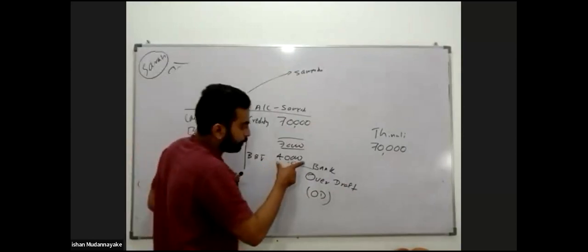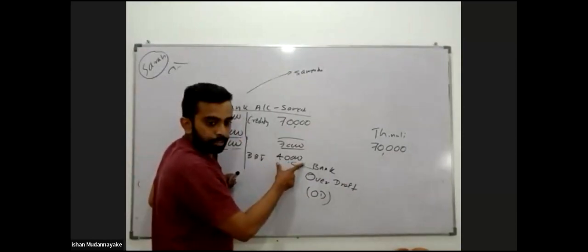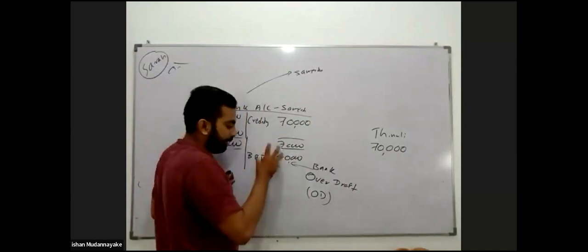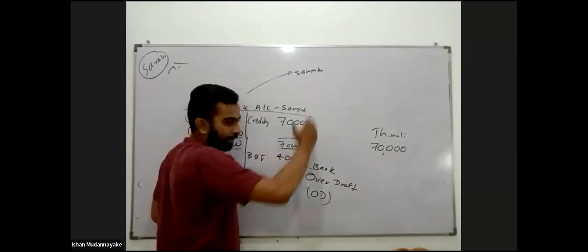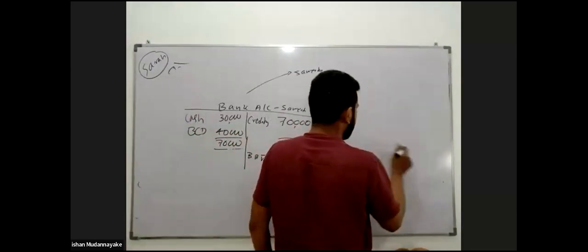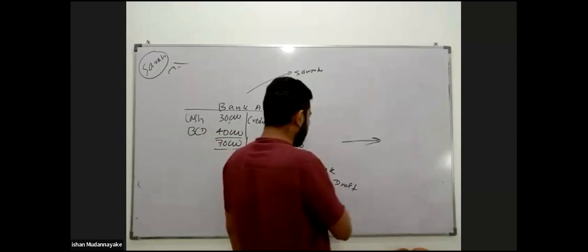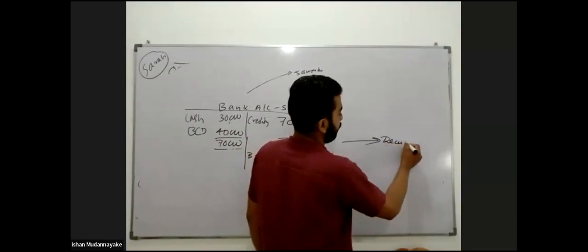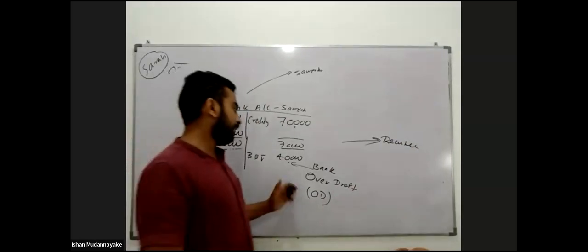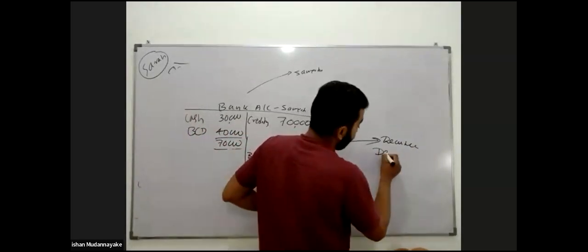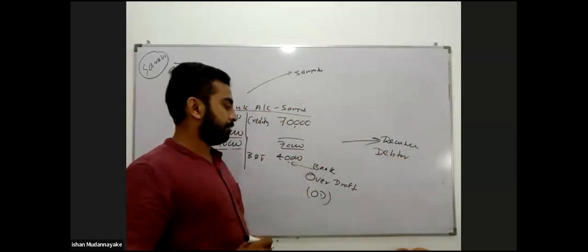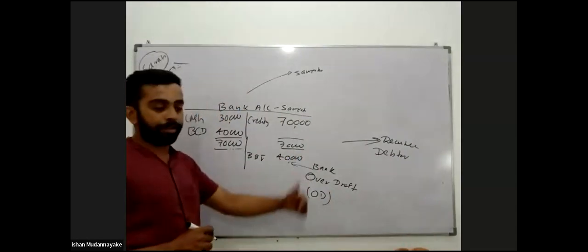For the business, this 40,000 is a liability. From the business point of view, it's a 40,000 liability. From the bank side, 40,000 receivable. For the bank, it's a 40,000 receivable balance. Asset. For the bank side, it's 40,000 receivable from you. The business becomes a debtor to the bank.